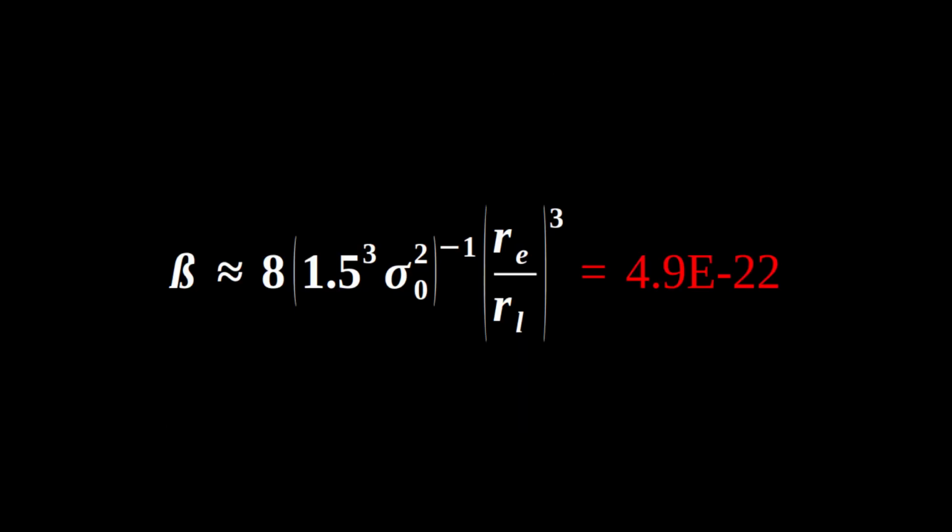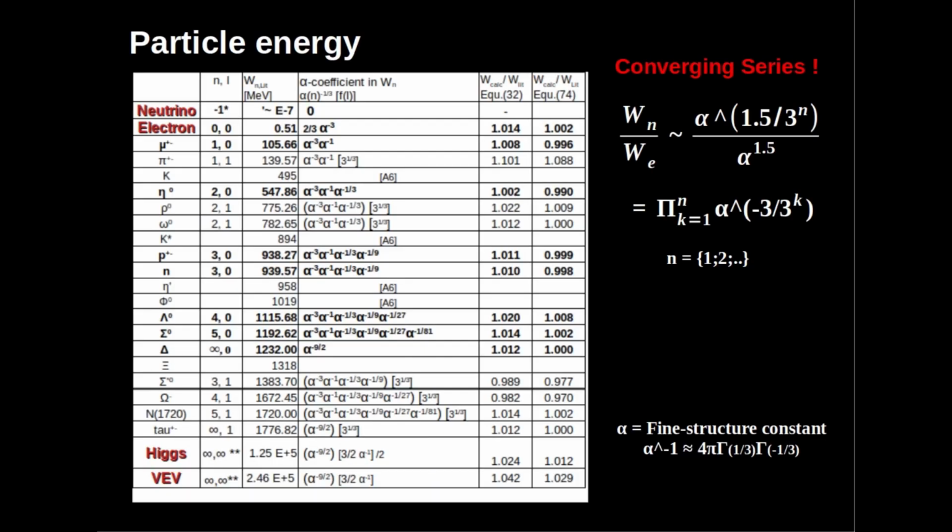But the small things first. With beta and some minor assumptions, you'll get a set of converging series that span the range from the supposed range of neutrino energy to the Higgs energy.